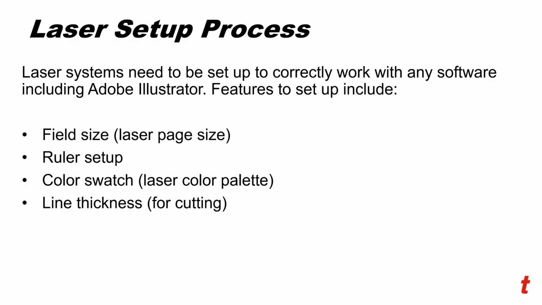The laser system needs just a few things to work properly with Adobe Illustrator. It needs to have the ability to adjust the field size so that your page sizes correctly, the ruler setup, set up the color swatch to match the laser color palette, as well as the line thickness so the laser can identify what is a cut path versus an engraving or a marking path. And I'm going to go through each one of these today to showcase how you're able to set these capabilities up to operate your laser system properly.